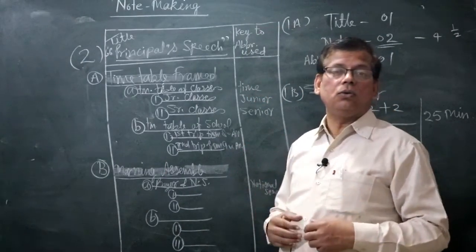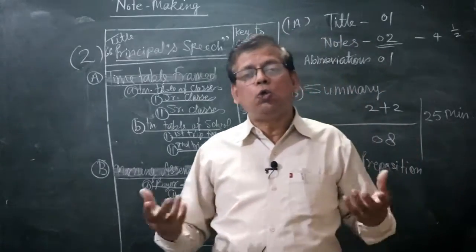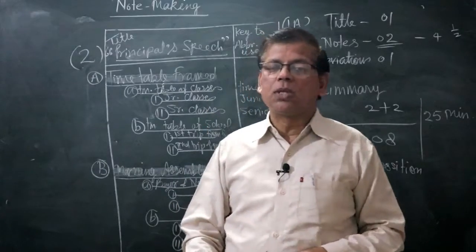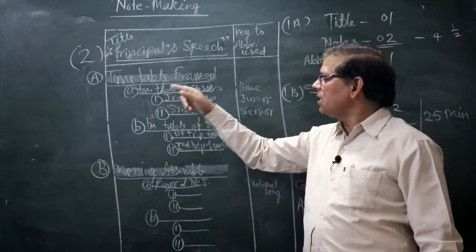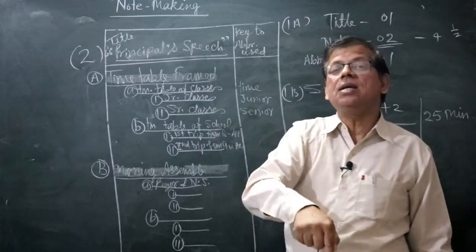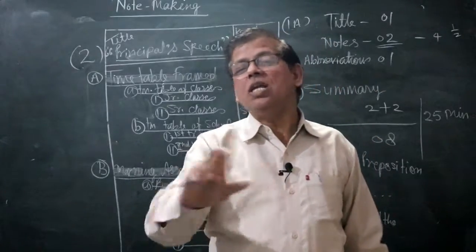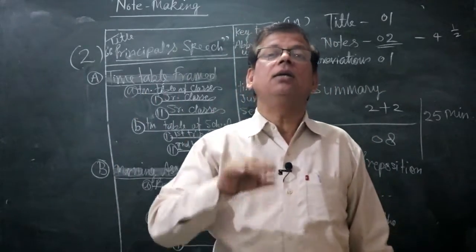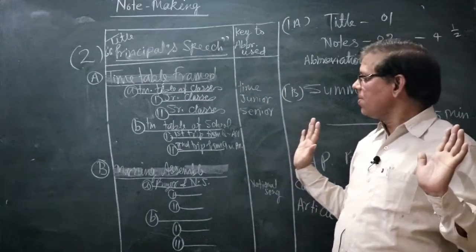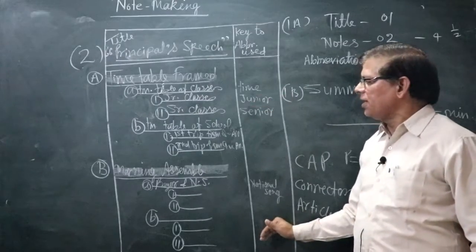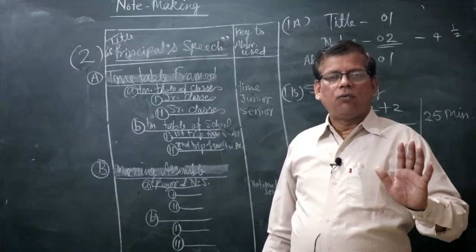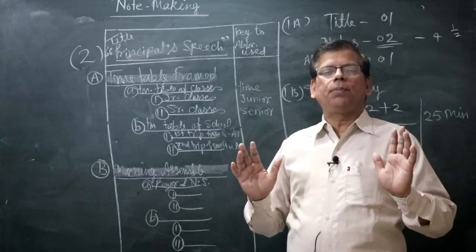So again I define and differentiate between note making and summarizing. Note making is the summary in points, subpoints and sub-subpoints with no sentence. And summary is the note making not in points but in sentences. You must know the difference between this. And at least 5 abbreviations should be there. The thing is clear. First of all, read the passage.